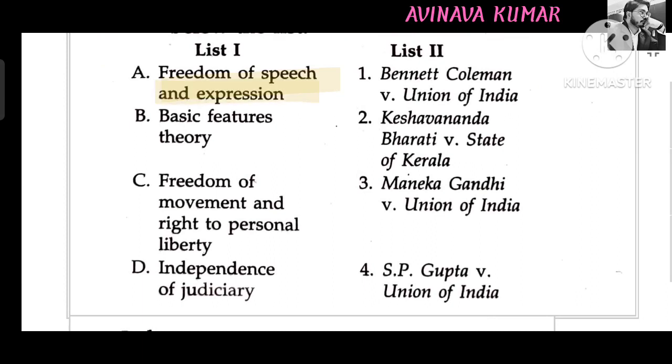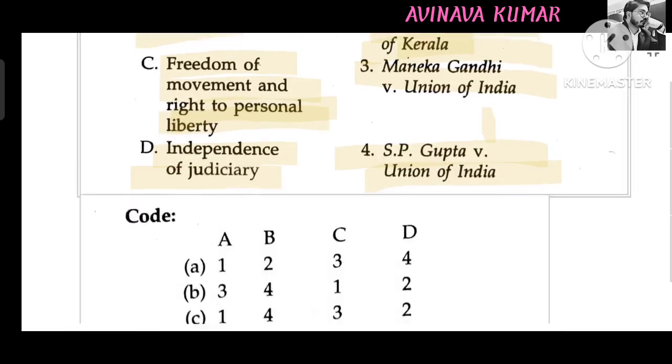Freedom of speech and expression: Bennett Coleman versus Union of India. Basic features doctrine: Keshavananda Bharati versus State of Kerala. Freedom of movement and right of personal liberty: Maneka Gandhi versus Union of India. Independence of judiciary: S.P. Gupta versus Union of India.